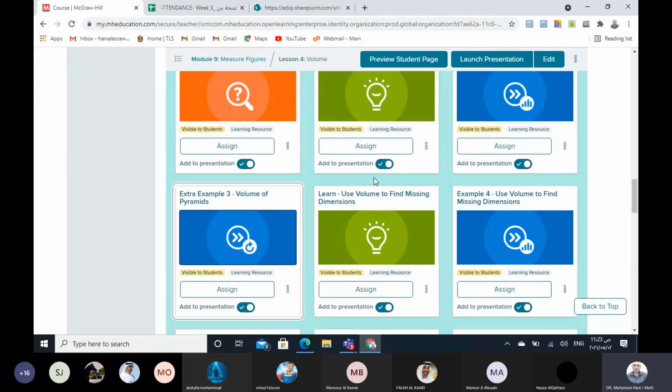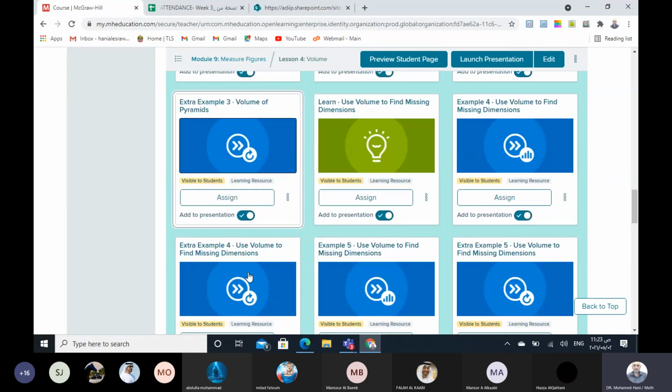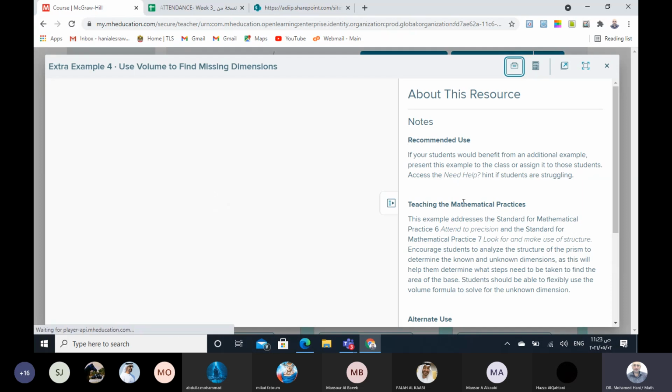Right. The last idea in this lesson: how to find the missing dimensions.